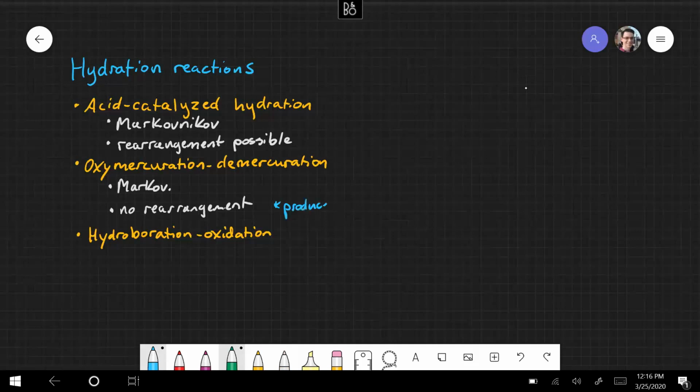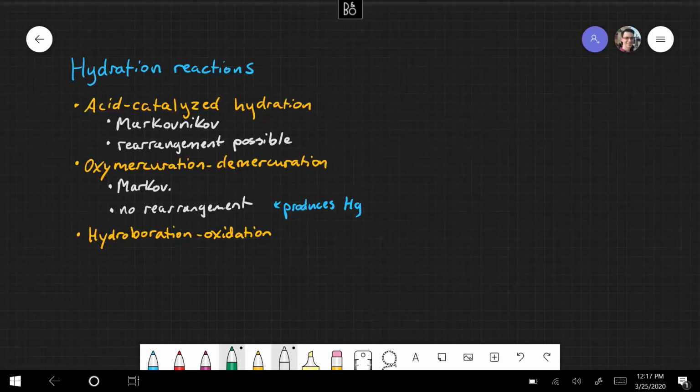Mercury is not an ideal product due to the health risks associated with it, so it's not common in high school lab or even a college lab. But again, you might find that rearrangement was a big problem. This would avoid that. The third type that we're going to look at today is called hydroboration-oxidation.